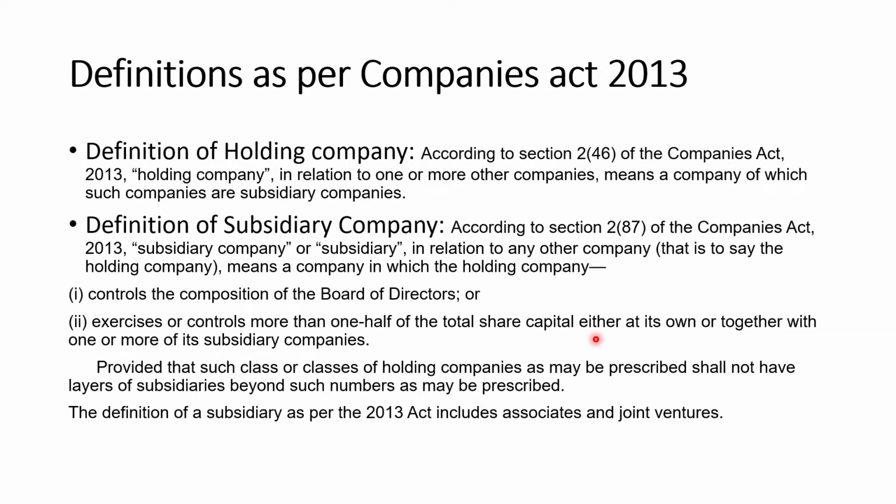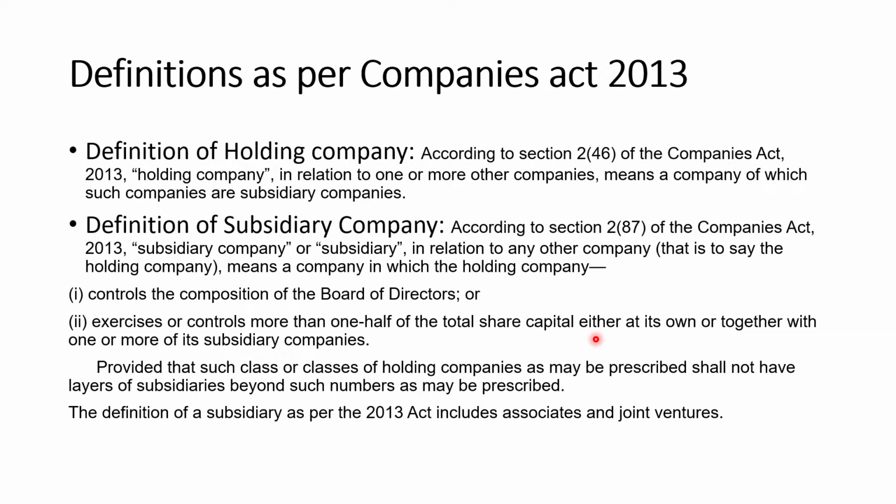Let's have an example. Suppose there are two companies, A Limited and B Limited. A Limited has the ability to control the composition of the board of directors of B. Say, for example, if A Limited can appoint or remove the board of directors of B, then A Limited will be the holding company of B Limited.